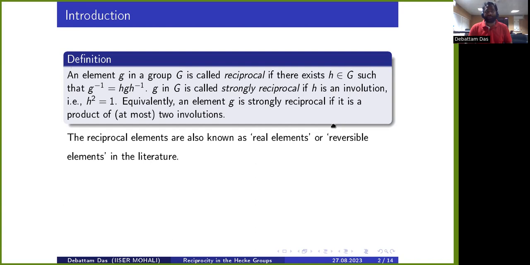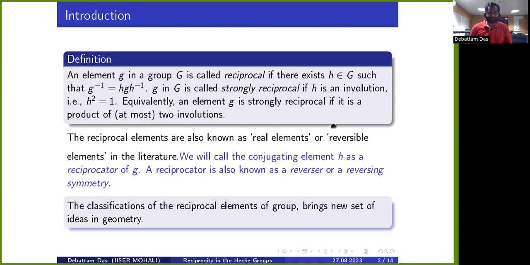The reciprocal elements are also known as reversible elements and real elements in the literature. We'll call the conjugating element h a reciprocator of g. The reciprocator is also known as a reverser or reversing symmetry. The classification of reciprocal elements for a group brings a new set of ideas in geometry.